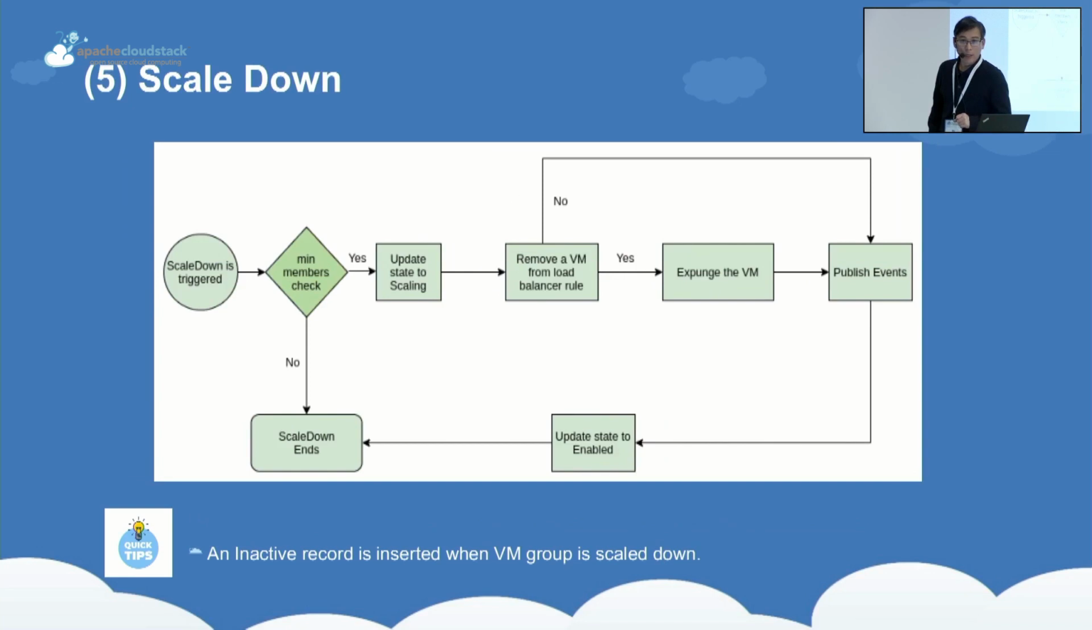Scale down is quite similar. First, check the minimum number of the group and update the state to scaling. Remove a VM from the load balancer rule, then expunge the VM. Then publish the event and update the state back to enabled.